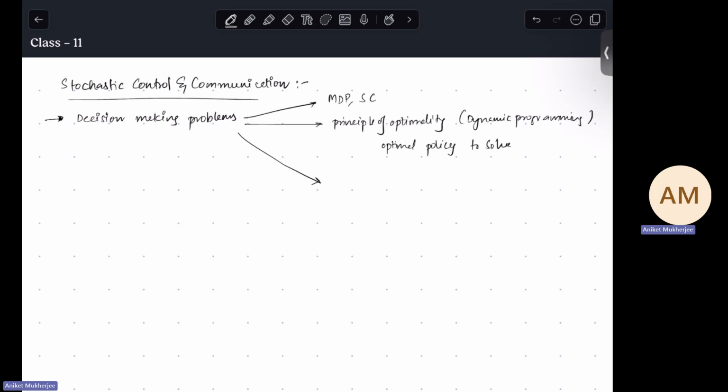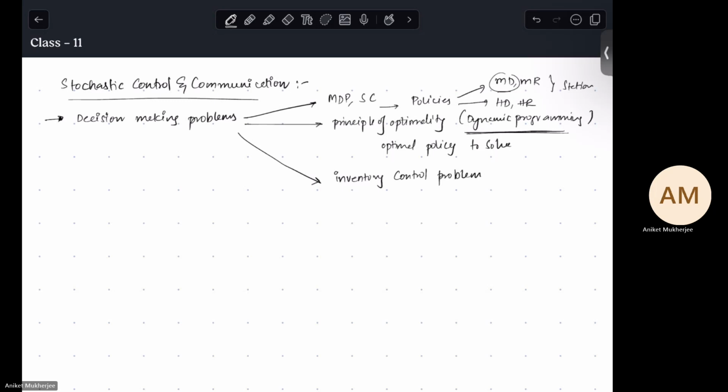Before this, we saw different types of policies: Markov deterministic, Markov random, history deterministic, history random, and also stationary policies. Then out of these policies, we took Markov deterministic and gave the algorithm for dynamic programming to solve for Markov deterministic problems. We saw the inventory control problem, and we solved this using dynamic programming.